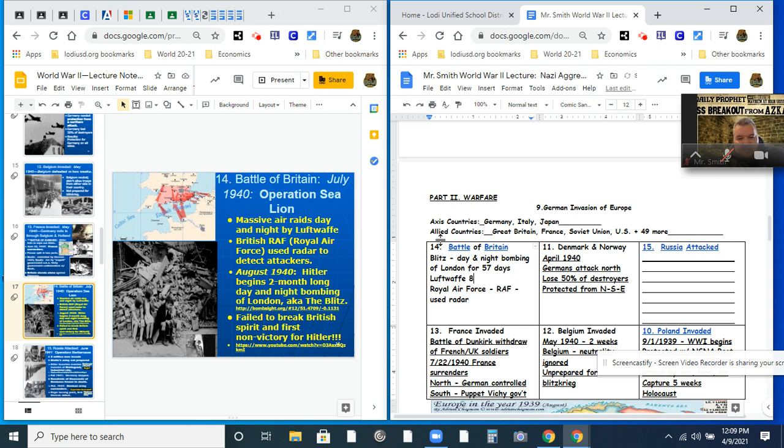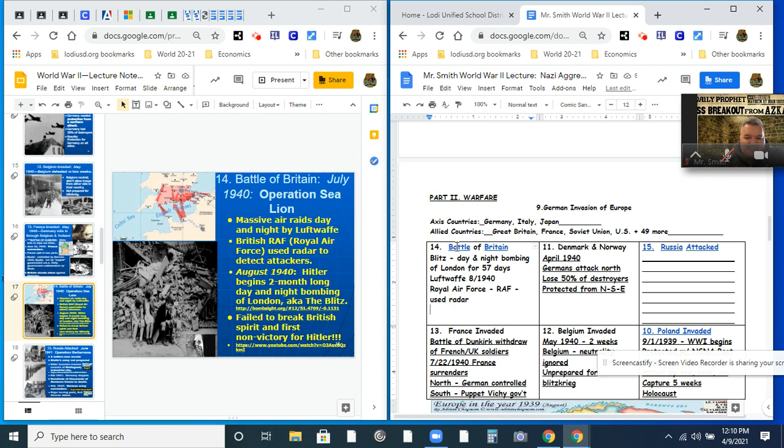Let's go ahead and get the date, August 1940. It started in August 1940. I think it ends late September, maybe even October. But the radar helped the Royal Air Force to blunt some of the German attacks. A lot of the attacks got through. But the important thing was that the British didn't quit.